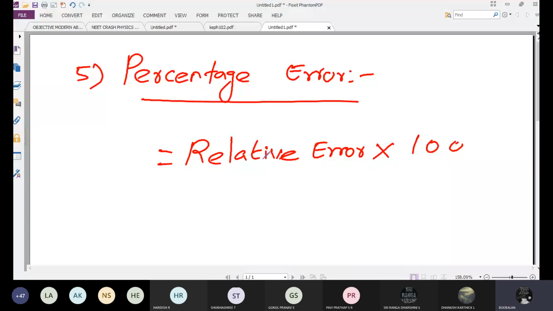So how to take percentage? Now I'm saying on any instrument that the error is plus or minus 2%, plus or minus 3%. Generally we say that in this instrument there is 2% error, in this instrument 5% error. So measurements also use these formulas: percentage error, relative error, absolute error, mean absolute error.